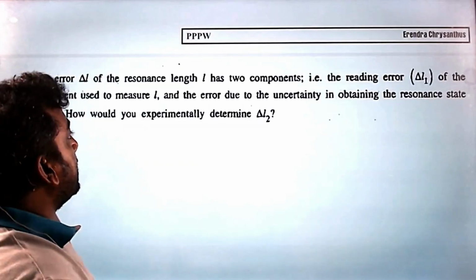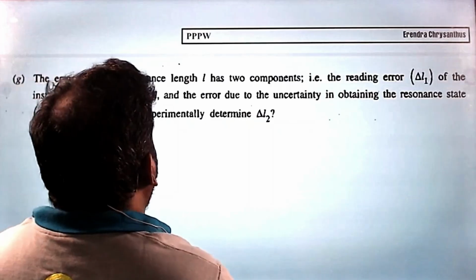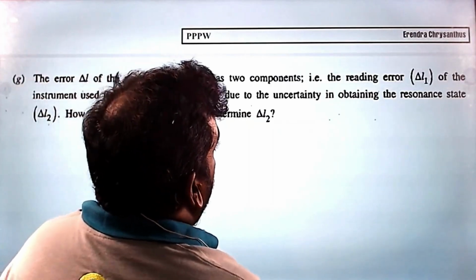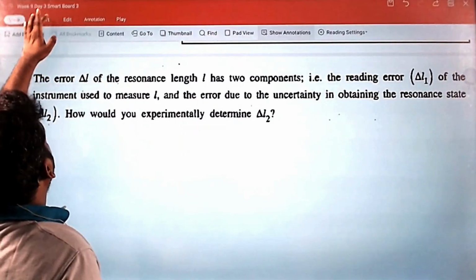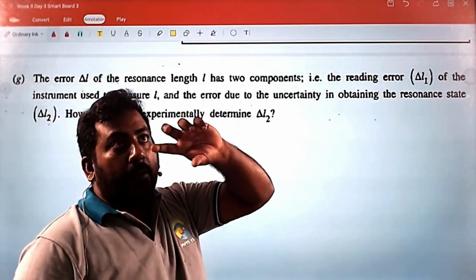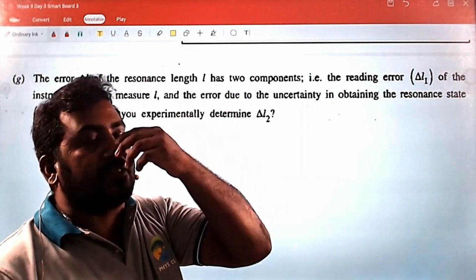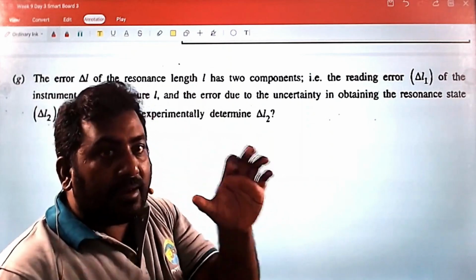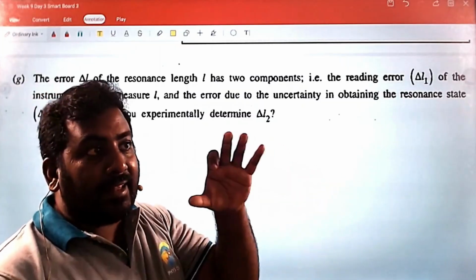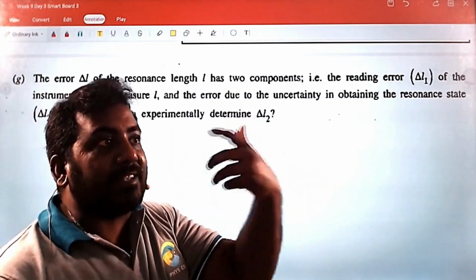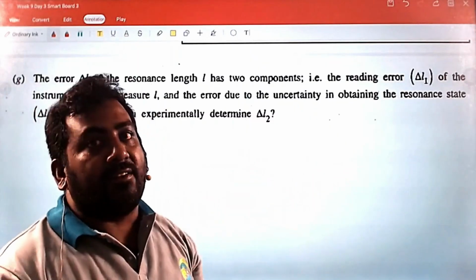The error in the resonance length has two components: the reading error of the instrument used to measure L, and the error due to uncertainty in obtaining the resonance state. How would you experimentally find delta L over 2? Now we keep a paper item. The paper item flies off, and we don't know exactly where it flies off. So what do we do? For the same frequency, repeat the experiment at least 3 times. Get the resonant lengths and then find the average.